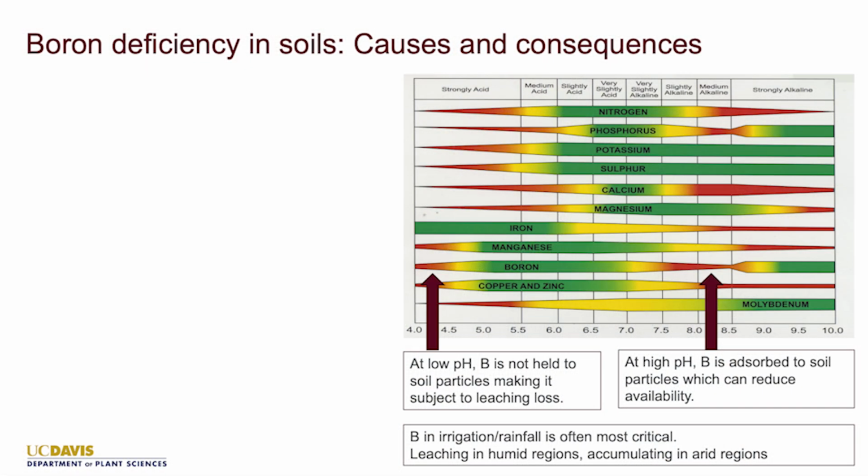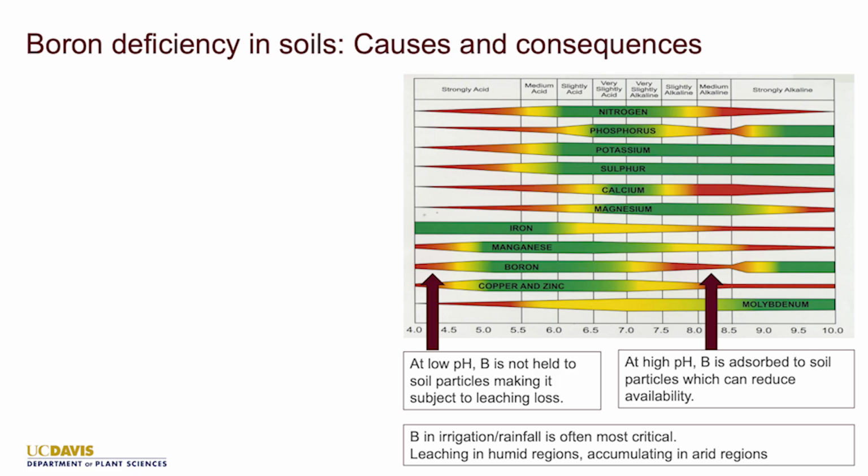One of the most important determinants of whether boron in a particular environment will be deficient or not is irrigation and rainfall. And irrigation that contains boron and rainfall that has very low levels of boron is often the most critical factor to determine whether you will have a deficiency or a toxicity. Leaching occurs in the humid, wet environments. Boron can accumulate in dry environments.